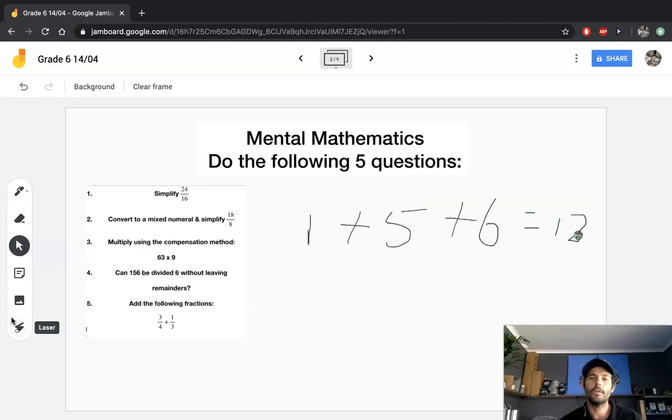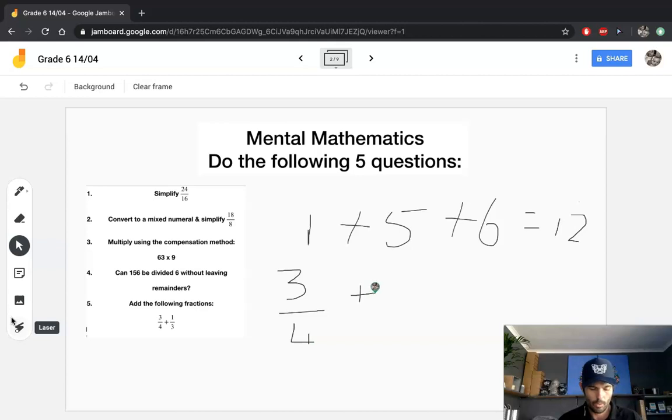And I know that 12 can be divided by 3, so therefore 156 can be divided by 3. So therefore 156 is divisible by 6 because it's even, and it can be divided by 3.